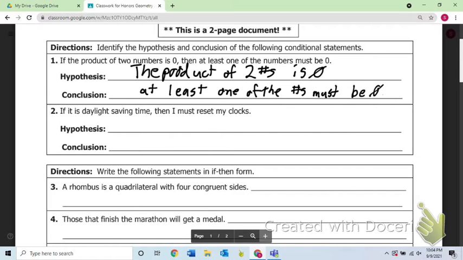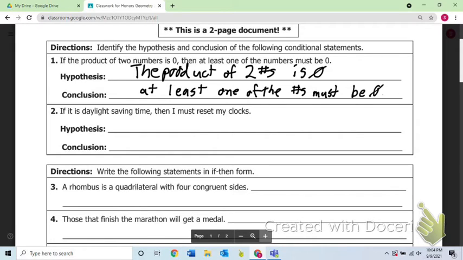Or they'll just split it half and half. If a rhombus is a quadrilateral, then it has 4 congruent sides. And that's not what we're looking for. We're looking for, if an object is a rhombus, then it has 4 congruent sides.